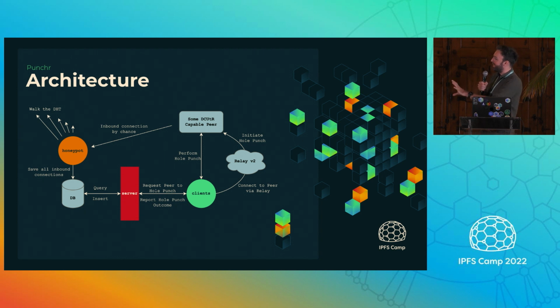So again, we have the honeypot. The honeypot slowly walks the DHT, so it's a very stable peer. And by slowly walking the DHT, the honeypot announces itself to the network, and we just hope that the honeypot gets inserted into the routing tables of other peers, so that when a client peer behind a NAT requests something from the DHT, they get routed to the honeypot, and then we have the chance to detect some DCUTR capable peer behind a NAT.